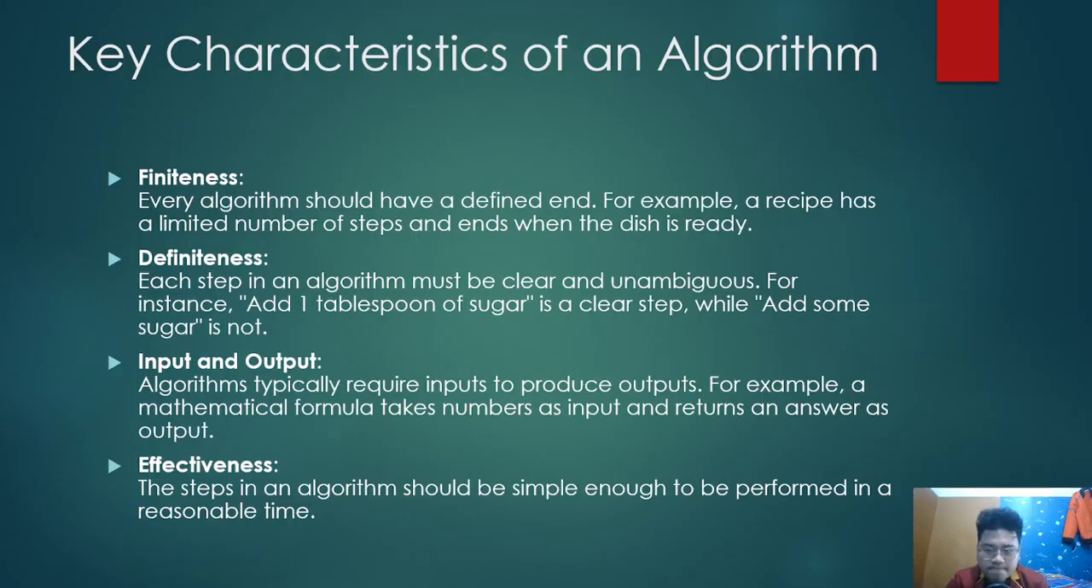So we must be clear when telling the algorithm: not just add some sugar, but add 1 tablespoon of sugar. More specific. Then, algorithms typically require inputs to produce outputs. For example, a mathematical formula takes a number as input and returns an answer as output. Effectiveness: each step in an algorithm should be simple enough and reasonable.